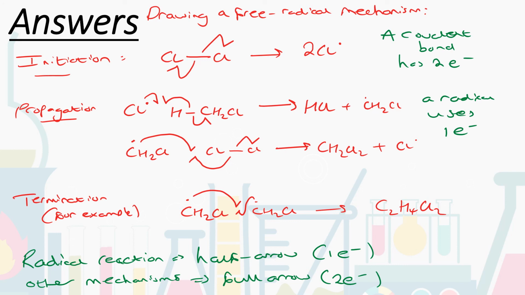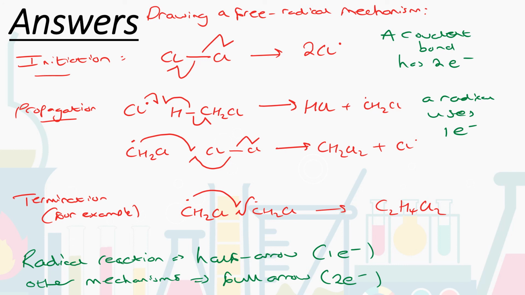And so our first propagation is our Cl radical extracting that hydrogen atom. So we have one of those half arrows from the CH bond combining with the Cl half arrow. And then we have to also consider where the other electron goes in that CH bond when it goes onto the CH2Cl.